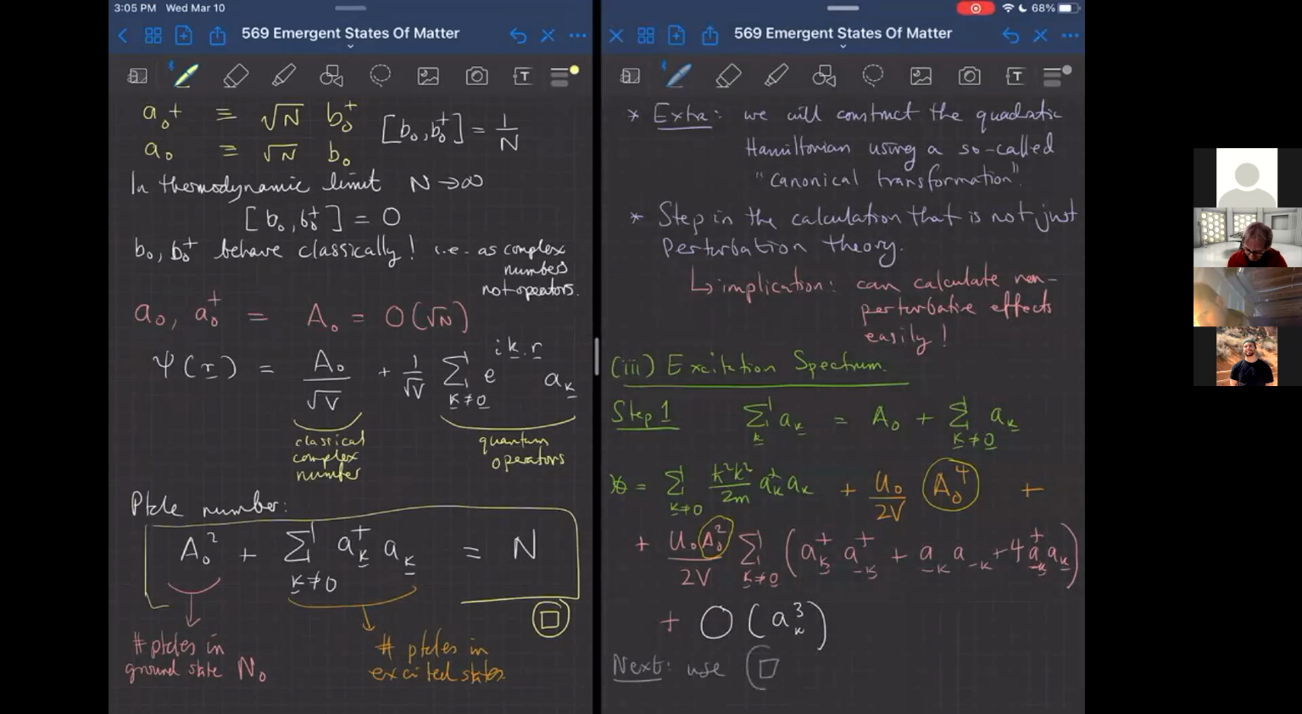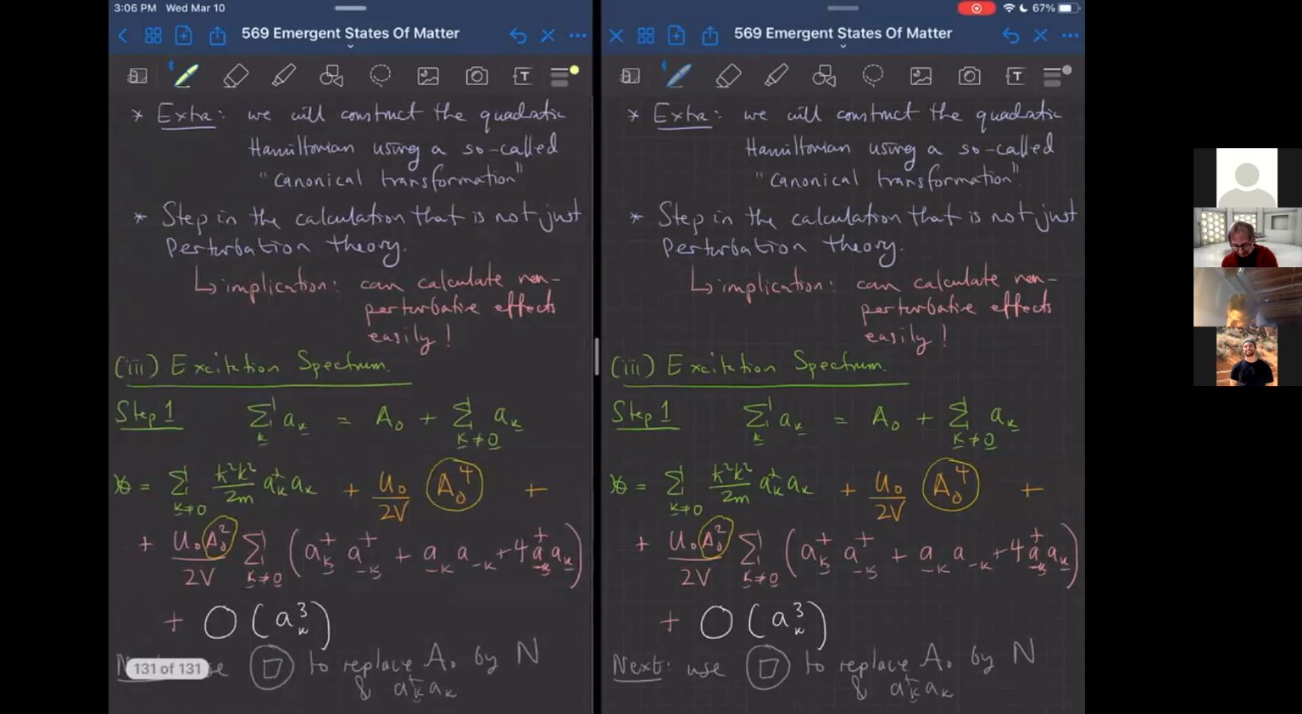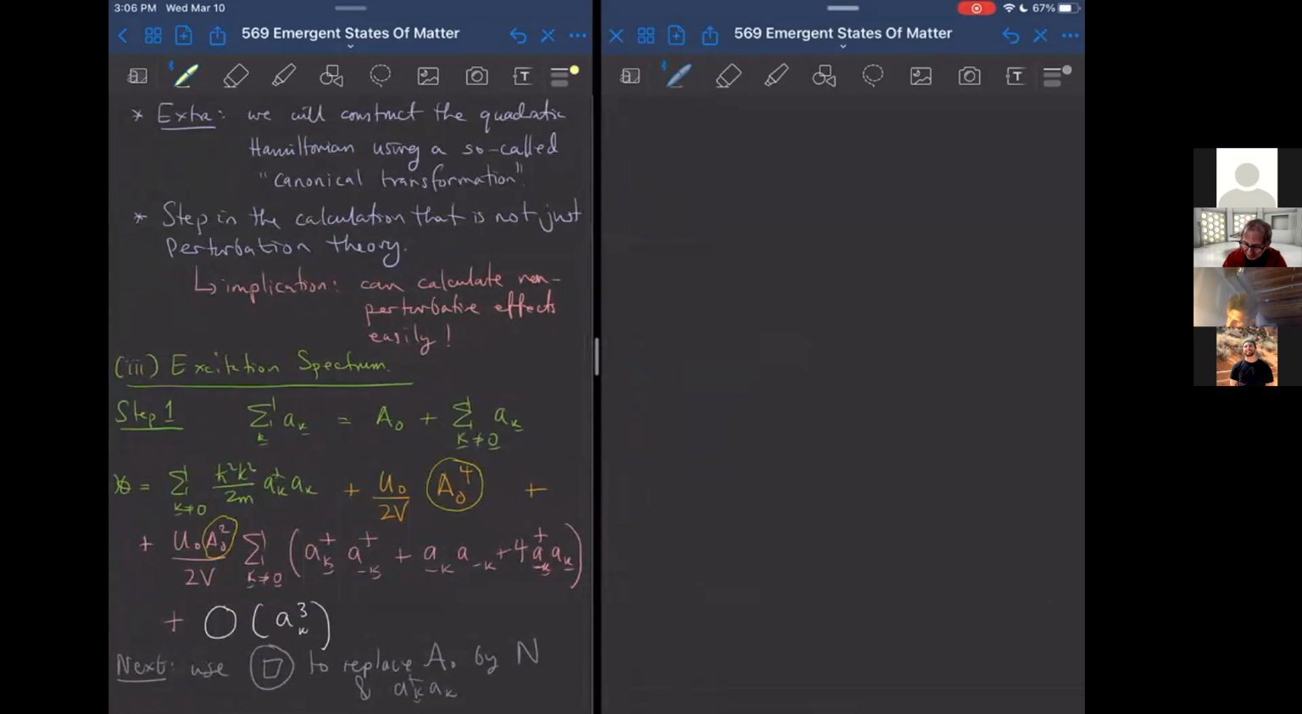Use equation square to replace capital A naught by factors of N. And so that means that they're going to be replaced by factors of N, and therefore by formula square, also factors of AK dagger, AK. So that's what I'm going to do next. So let's go and do the calculation. I'm going to just write down the answer.